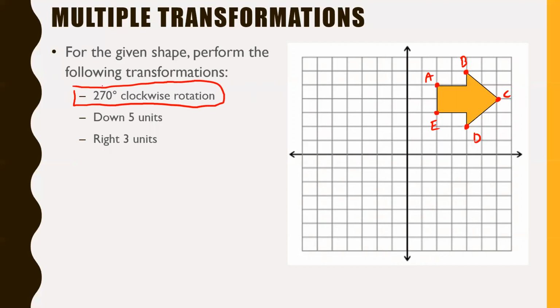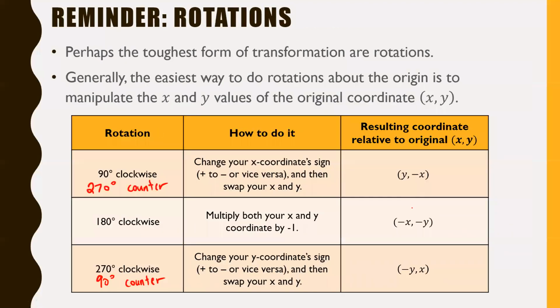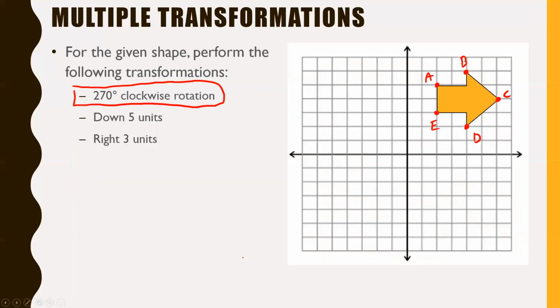Remember, for a 270-degree clockwise rotation, you make your y coordinate negative, where you just flip the sign of it, and then you swap your x and your y. So that's what we're going to have to focus on here. So let's first look at A. Notice A's coordinate is (2, 5), right? So A is (2, 5). Make your y coordinate negative, so we have -5 there, and then we swap them. So in other words, A prime is going to equal (-5, 2). So (-5, 2) would bring us to right here. So there's my A prime.